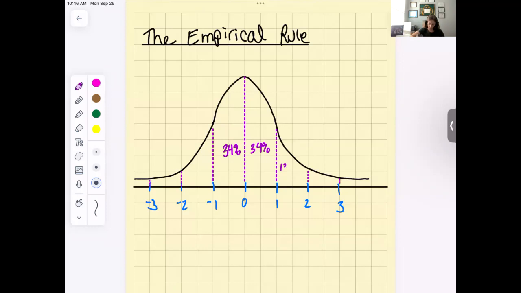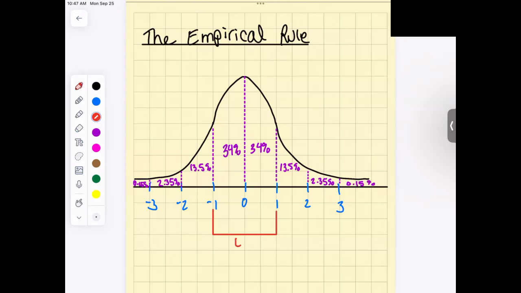And then you have 13.5%, 13.5%, 2.35%, 2.35%, and 0.15% on each end. So let's say someone wanted to know what the area under the curve was exactly between negative 1 and 1. Well, you would just piece it together and add it up. So what would you get?